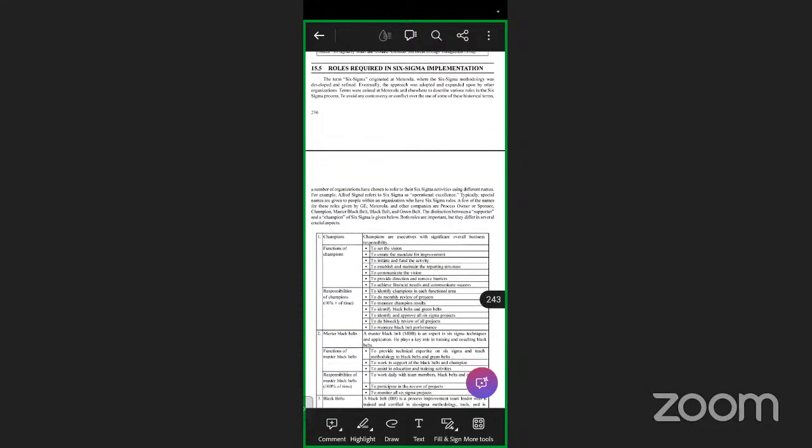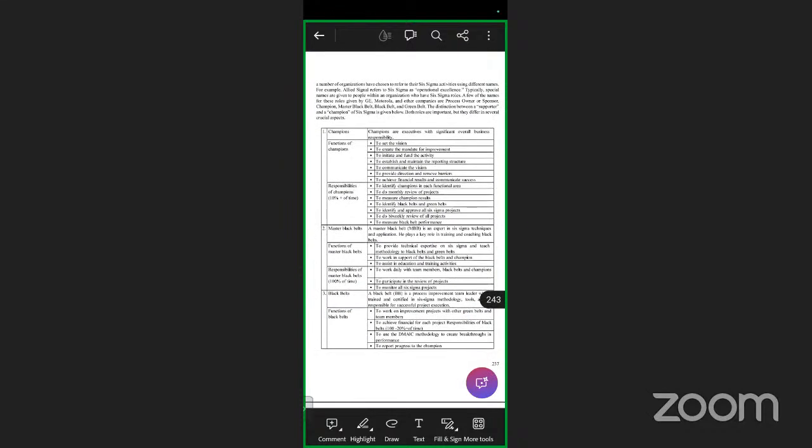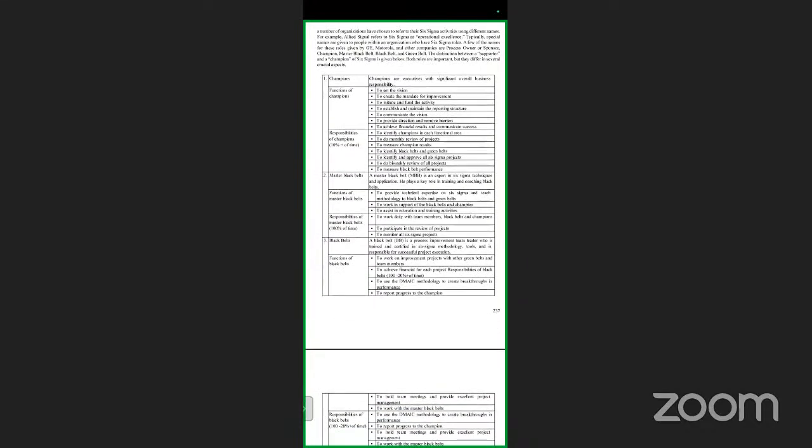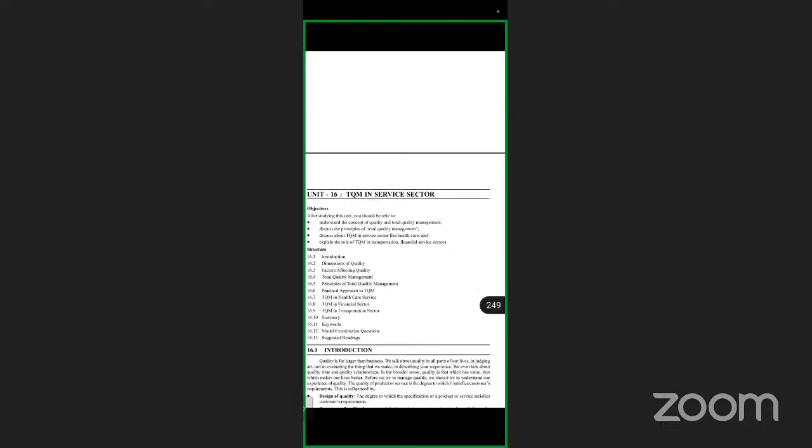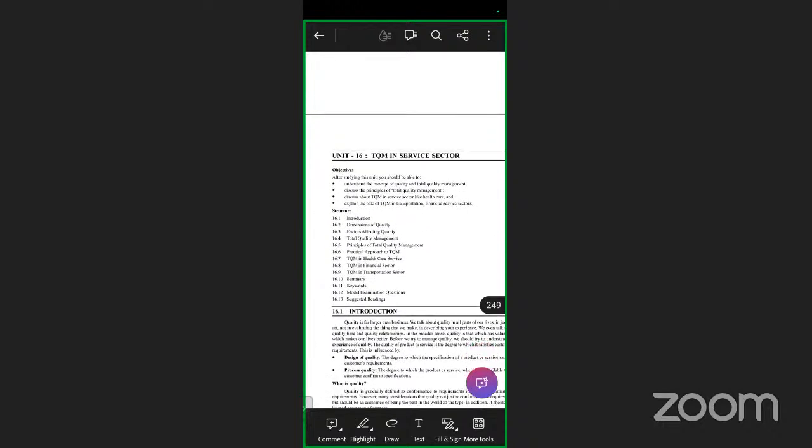And here are the functions of the champion; you can study this because we don't have enough time. And master black belt, after that green belt, those functions you can self study. So with this, very quickly we completed this unit. Now we are entering the final block, block 5. In that, TQM, total quality in service sector, and we need to study quality culture and leadership. We need to go with quality centered planning. So TQM, total quality management in service sector, is also a very important aspect.